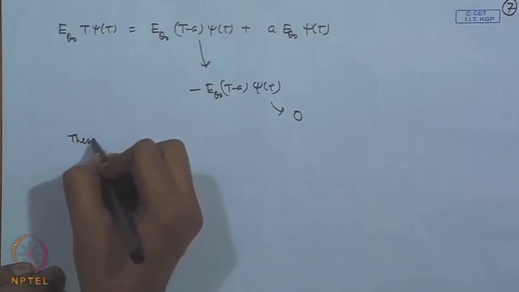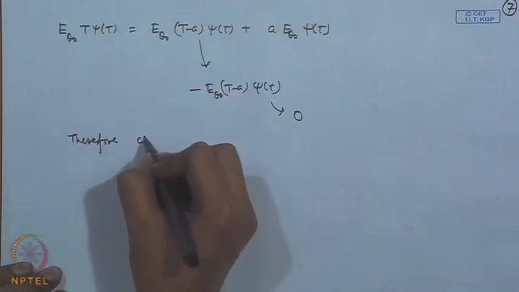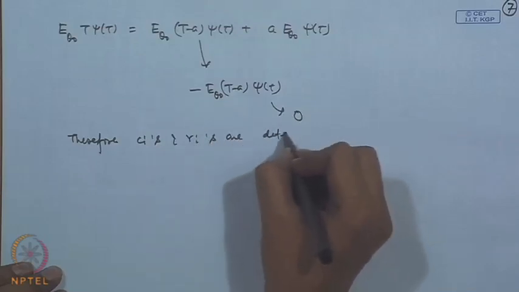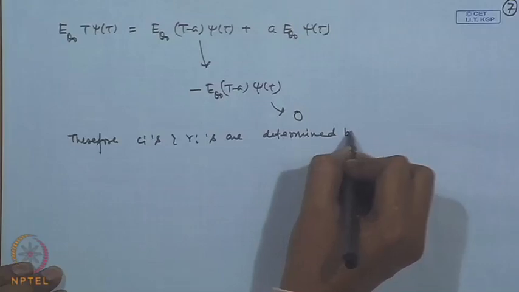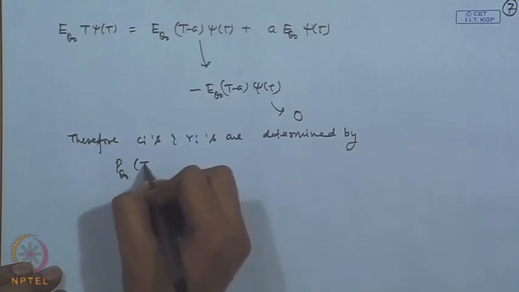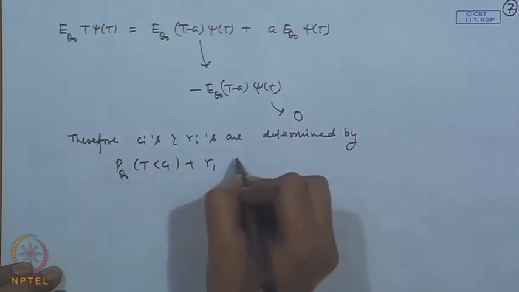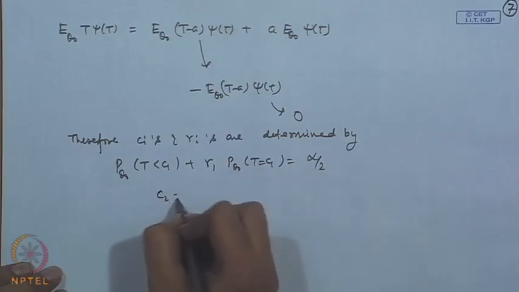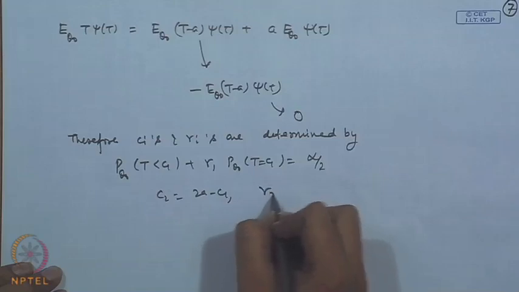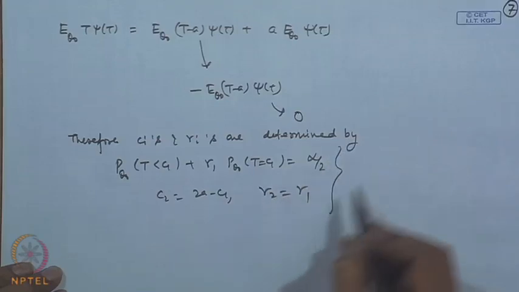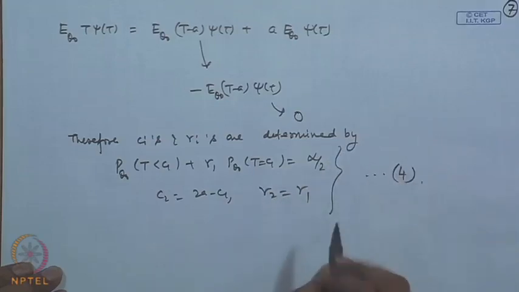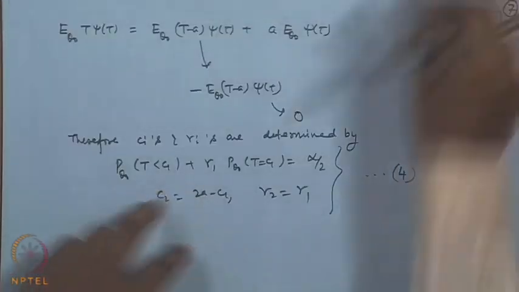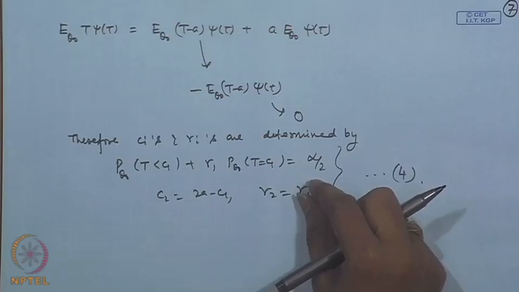Therefore, the C i's and gamma i's are determined by alpha by 2, C 2 is equal to 2A minus C 1 and gamma 2 is equal to gamma 1. So, the conditions get modified. In place of writing down these two conditions, we can reduce to these two conditions here.